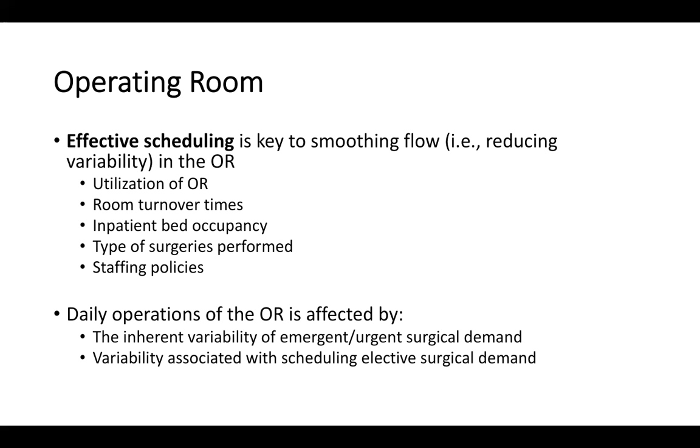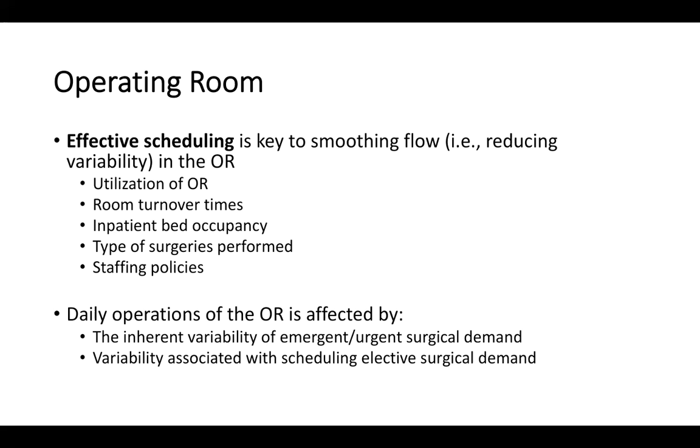And obviously the type of surgeries that need to be performed is going to affect the scheduling as well. One of the things that also needs to be considered in the scheduling is the policies for the staff. Some hospitals may impose rules or policies that the staff, the nurses, physicians, and so forth only work 8 hours or 10 hours per day and cannot go beyond that. All those policies should also be considered in developing an effective schedule. So to develop an effective schedule for the operating room, we need to consider these factors: the level of utilization that we want for the operating room, the level of occupancy that we want for our beds, the type of surgeries we may receive, the staffing policies, and so forth.